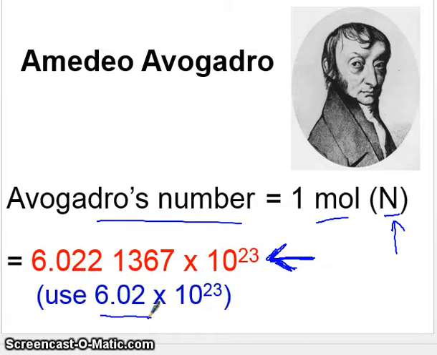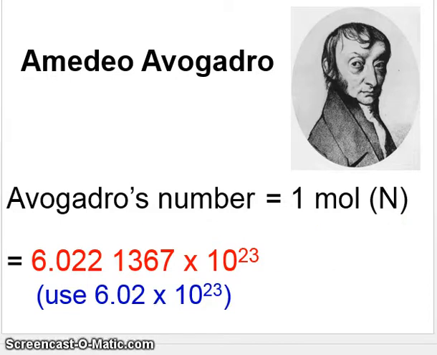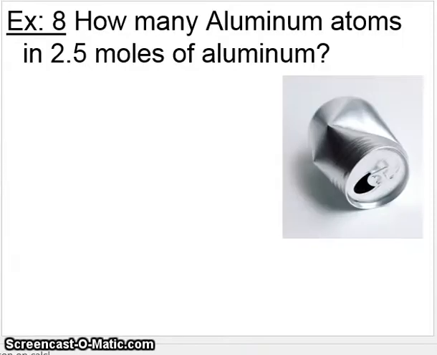What we'll do next is actually we will do some calculations with this number. So let's go ahead and do a few example problems. The first example problem is the following. How many aluminum atoms are there in 2.5 moles of aluminum?